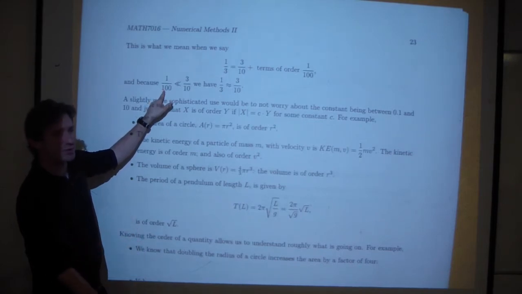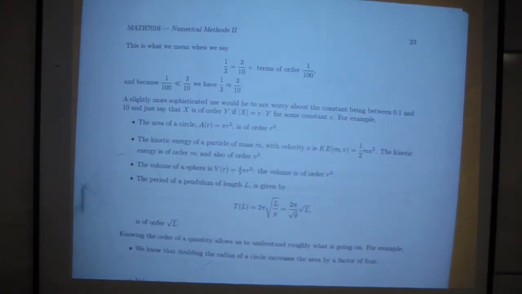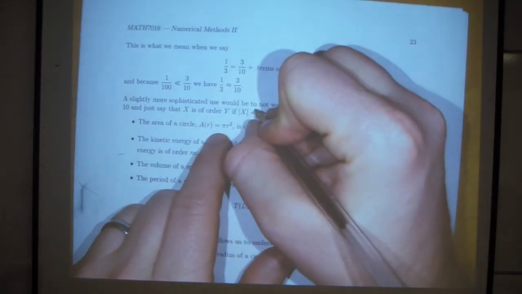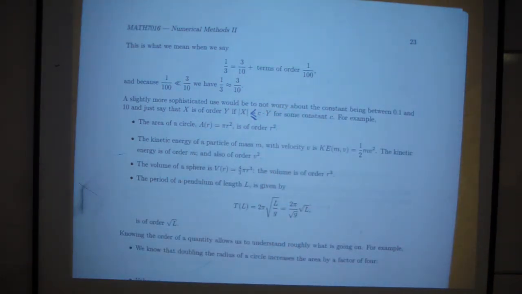Because 1/100 is very, very small, we can say something like this. Right, a more sophisticated way, which is really what I want, is not to worry about the constant being any particular size, but just say that x is of order y if x is less than or equal to a constant times y. But of course the less than or equal to includes the equal, so I'm not too worried about whether it's less than or equal to, or just less than. So really what you're saying is that it's some multiple of. And I think when we're finished, that's what I'm actually really interested in.